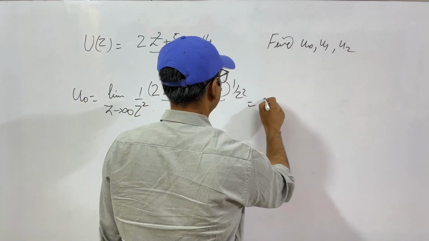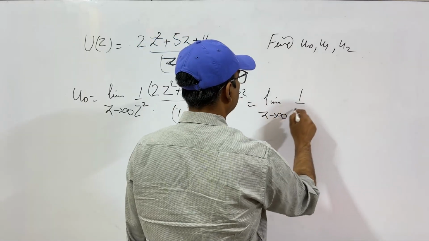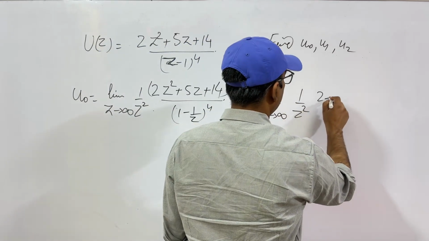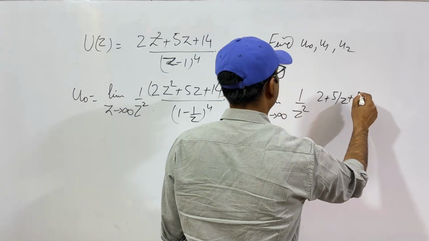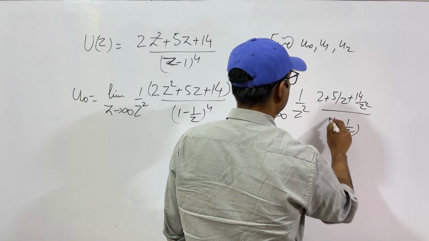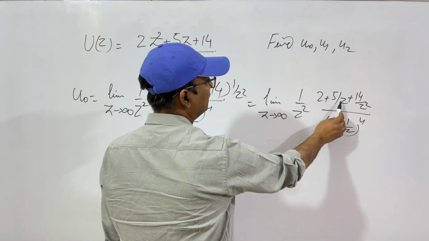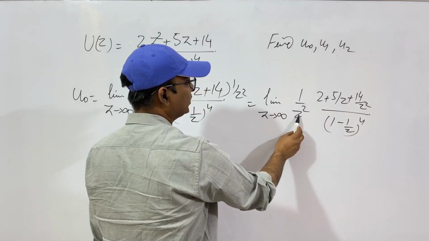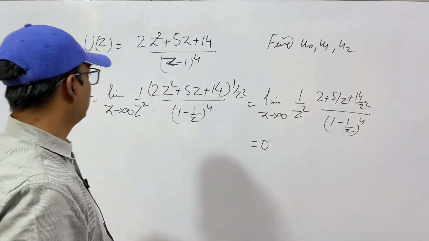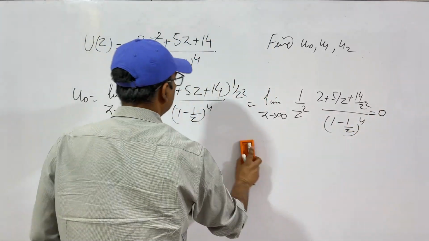I'm writing here. Limit z tending to infinity. It is 1 by z square, you see z square, 2 plus 5 by z plus 14 by z square, by 1 minus 1 by z to the power 4. Now when you put infinity, this is 0, so this is 1. This is 0, this is 0. So this is 2 by z square. So 2 by infinity, that is 0. So this limit is 0. Okay. Now let's see 1.